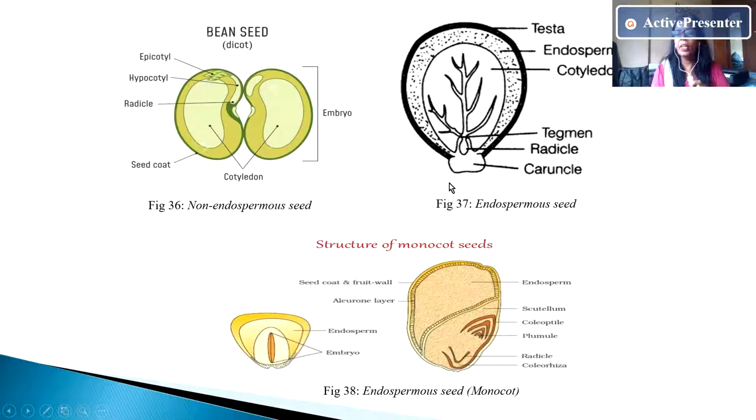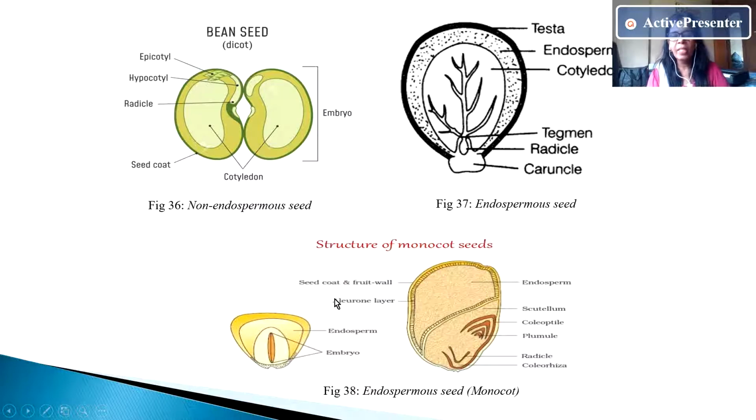This is an endospermous seed, that is castor. Here you can see the caruncle, radicle, tegmen, and the testa. Testa is the outer seed coat, tegmen is the inner seed coat, endosperm is present, and the cotyledons. And now the structure of a monocot seed.